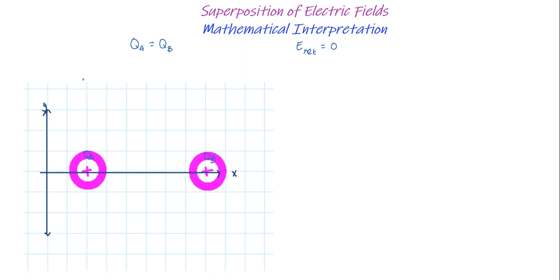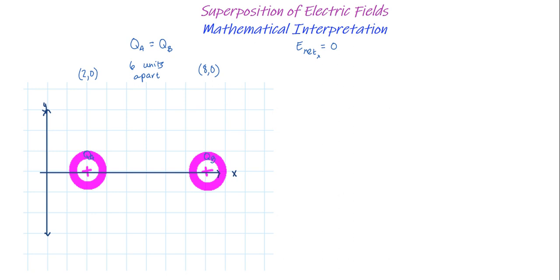Now I have QA located at position (2, 0) and QB located at position (8, 0). So I can see that they are 6 units apart, and that is going to become important further on in this derivation. In this example, I'm just looking for the location along the x-axis where the net electric field equals 0. So I really don't need to worry about any y variables or z variables, which should make this a lot easier.